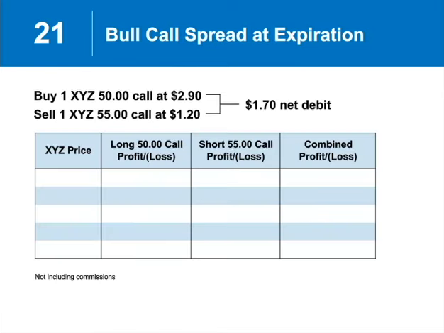So if implieds go up, those premiums, because the at the monies always have the most amount of premium, that position is going to go against you versus the implieds going down. So just keep that core concept in mind.